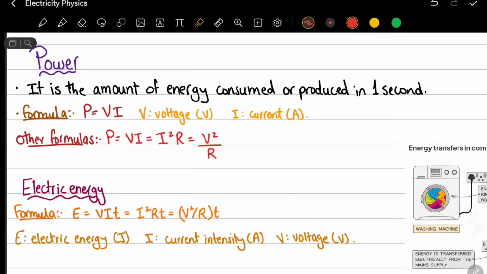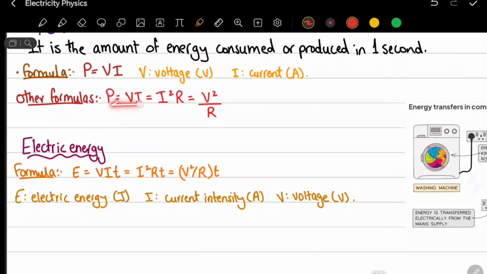Power is the amount of energy consumed or produced in 1 second. And the formula which is used to represent power is P equals VI. P is the power, and the unit of power is watt. V is the voltage, and its unit is volts, which is represented by the letter V. And I is the current, which is represented in amperes, the letter A. Other formulas are P equals VI, which equals I squared R, which equals V squared over R. These are all very important.